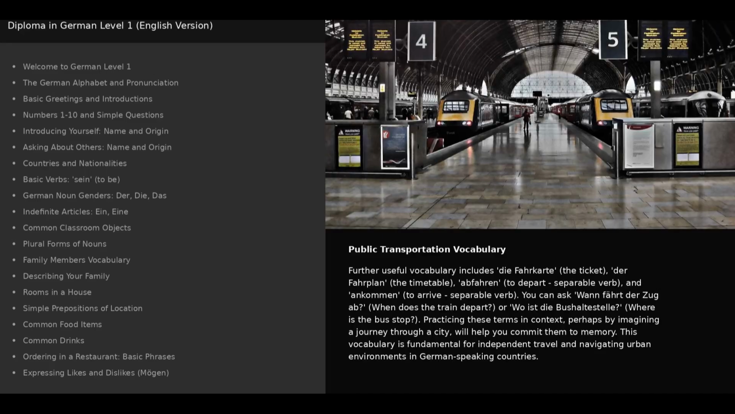Further useful vocabulary includes die Fahrkarte, the ticket, der Fahrplan, the timetable, abfahren, to depart, separable verb, and ankommen, to arrive, separable verb. You can ask, wann fährt der Zug ab? When does the train depart? Or wo ist die Bushaltestelle? Where is the bus stop? Practicing these terms in context, perhaps by imagining a journey through a city, will help you commit them to memory. This vocabulary is fundamental for independent travel and navigating urban environments in German-speaking countries.